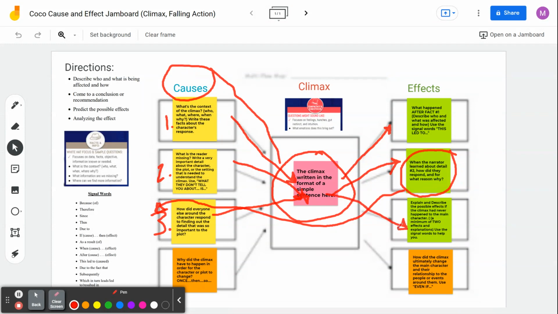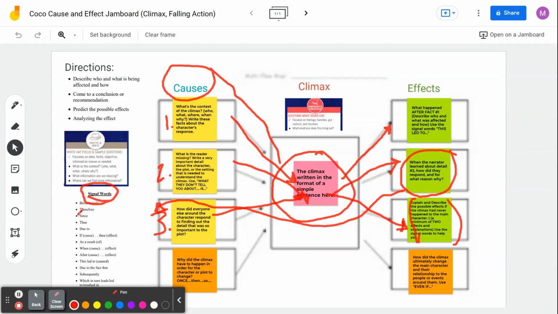And then explain and describe the possible effects if the climax had never happened. In the movie Coco, this specific segment shows you what would have happened. He even says what would have happened if he would have never gone through his journey into the underworld, if he would have never found out the climax about Hector. Your job is to explain and describe the possible effects. Two effects and two explanations. Use these signal words to help you. So a great starter sentence would be since.